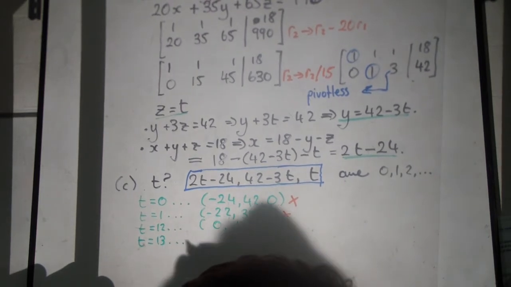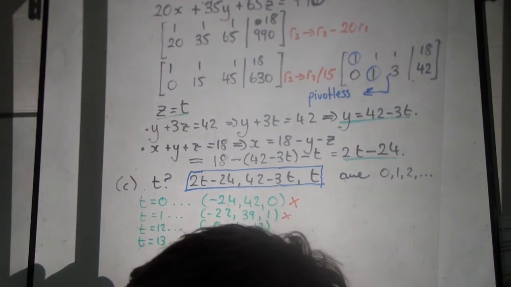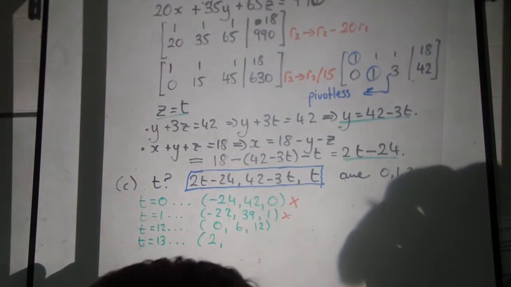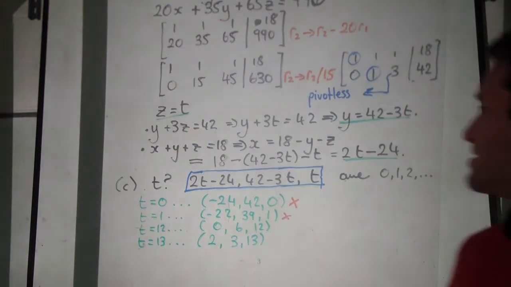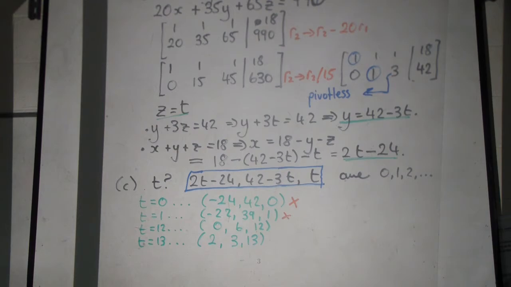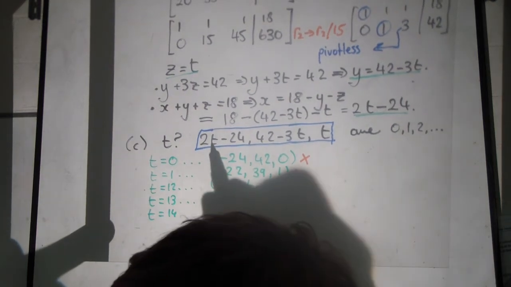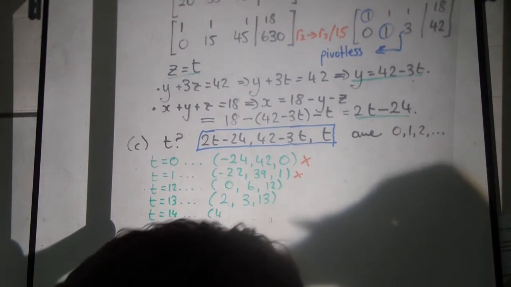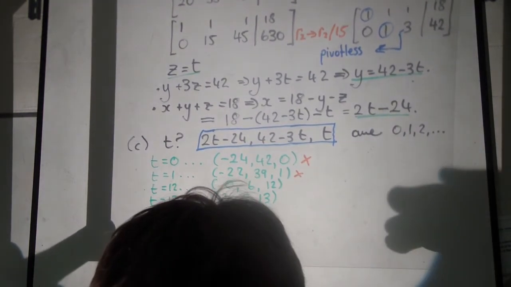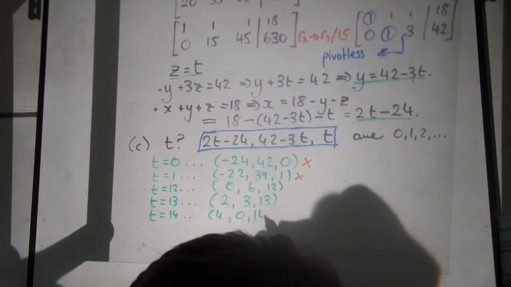Now try t equal to 13. So that'd be 2 by 13, 26 minus 24, that's 2 of the small ones. 42 minus 3 times 13 is 42 minus 39 is 3. 3 of the medium ones and 13 of the large ones. Then try t equal to 14. And you'd have 28 minus 24, that's 4 of the small ones. 42 minus 3 times 14, you'd end up with 0, and t can't be any bigger because this will go negative, so it's the last one, with 14 of the large ones.